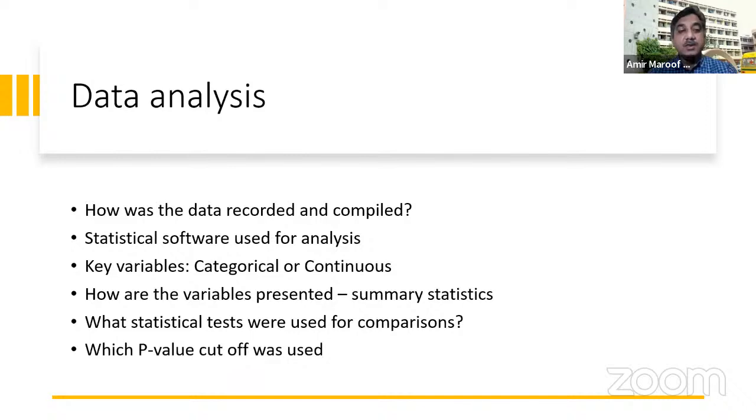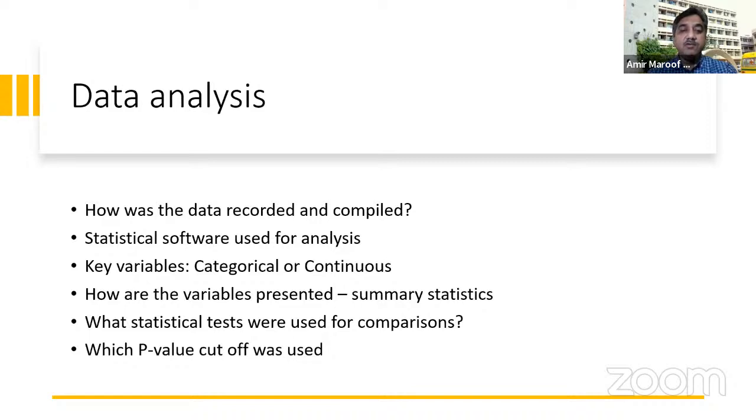Then you'll have to write in data analysis that age will be presented as means, force will be presented as means, and categorical variables will be presented as proportions. These all things you will have to write. And then lastly, you will have to write what statistical tests you will use for comparisons in this thesis: t-test, chi-square test, some regression technique, correlation, whatever you intend to use must be written in the data analysis part of your thesis.